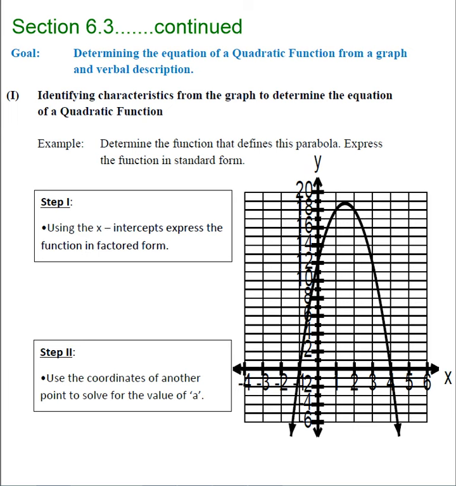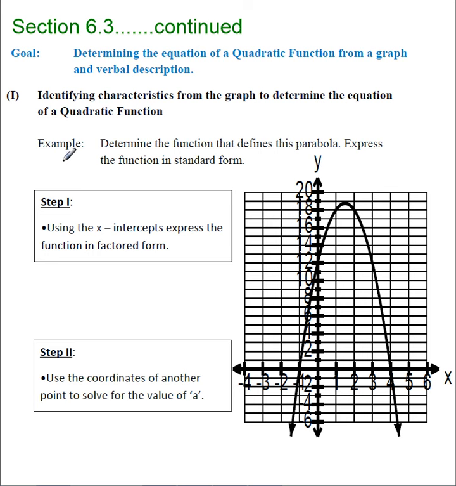This is a continuation of section 6.3. In this section, we're going to determine the equation of a quadratic function from a graph and then from a verbal description. Well, what we'll do is look at a story problem. So, first set of questions here. Identify the characteristics of the graph and determine the equation of a quadratic function.